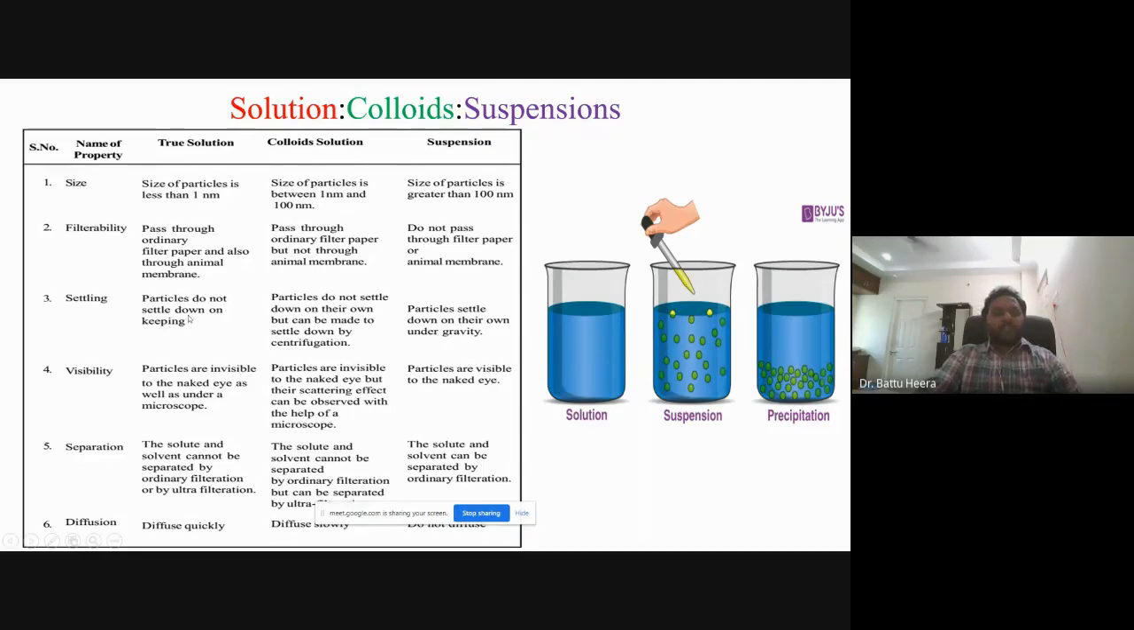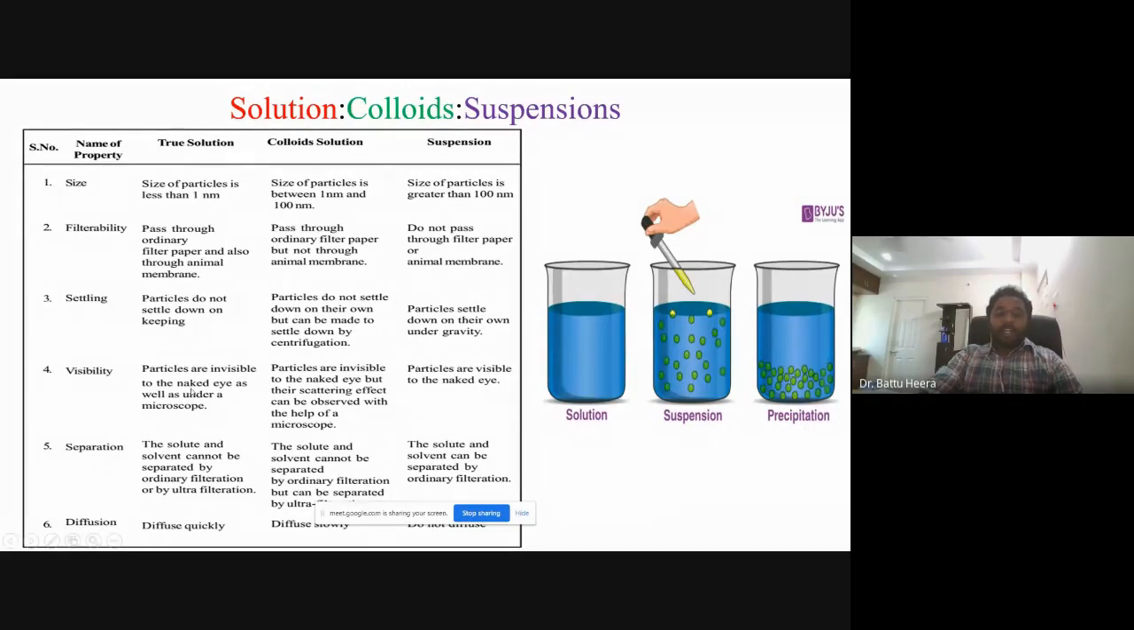Particles do not settle down on keeping. Particles do not settle down on their own but can be made to settle down by centrifugation. Okay, మన సెంట్రిఫికేషన్ ఆల్రెడీ మనం చదివాం. పార్టికల్స్ మనం ఫిల్టర్ చేయాలంటే centrifugation ద్వారా filter చేస్తాము. So in the case of colloidal solutions, whereas coming to the settling of this, the particles easily settle down due to the concept of gravity.